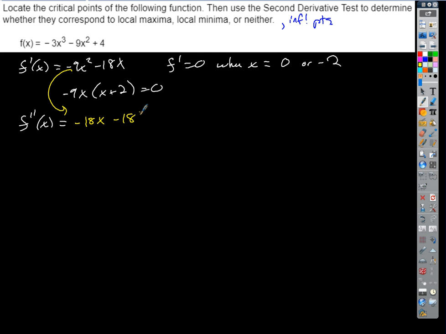And so that's nowhere undefined, right? But it is equal to 0 where? f double prime equals 0 when x equals, okay, make sense? And if we wanted to, we could factor out a negative 18, leaving us with x plus 1, and if I set it equal to 0, I get negative 1. Okay, now let's add that stuff to our table.